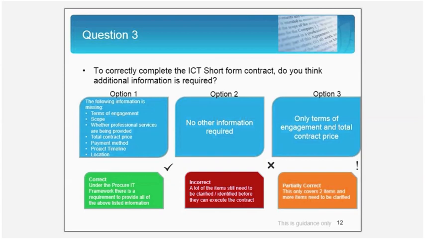Option 1 is the correct answer in this case. A fair few items need to be implemented, which include terms and conditions, scope, contract price, payment methods, amongst other things.